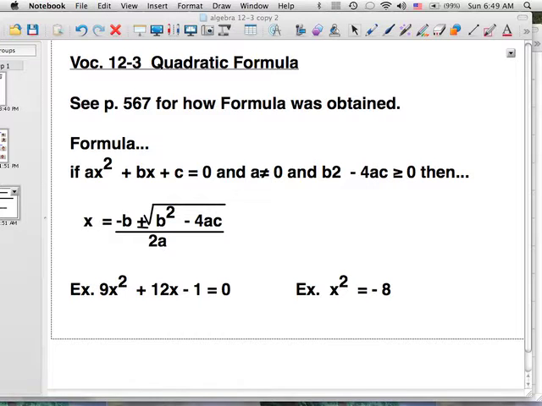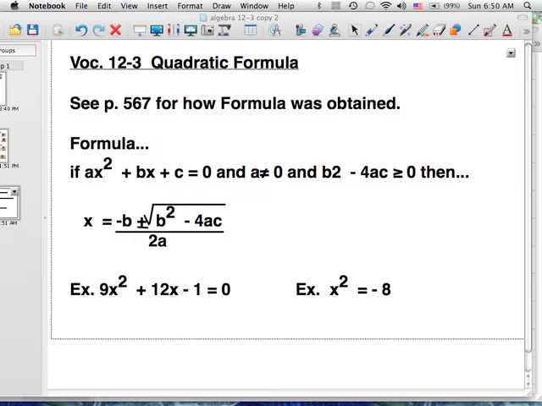We're on chapter 12, section 3, and we're going to be using another method to solve quadratic equations, and that's the quadratic formula. And what is unique about this method is that it works no matter what. On page 567, if you can turn to that now, you can see how they obtained the formula.